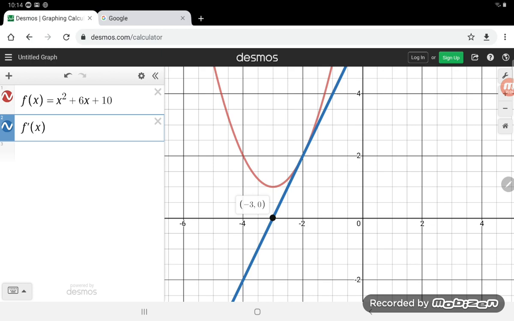So the value of the derivative is 0 at -3, which is what we thought, and it's positive to the right and negative to the left. We look at our function, and it's decreasing on the left and increasing on the right of -3. And so, yeah, we did it. Yay. Okay, so there's number 18.